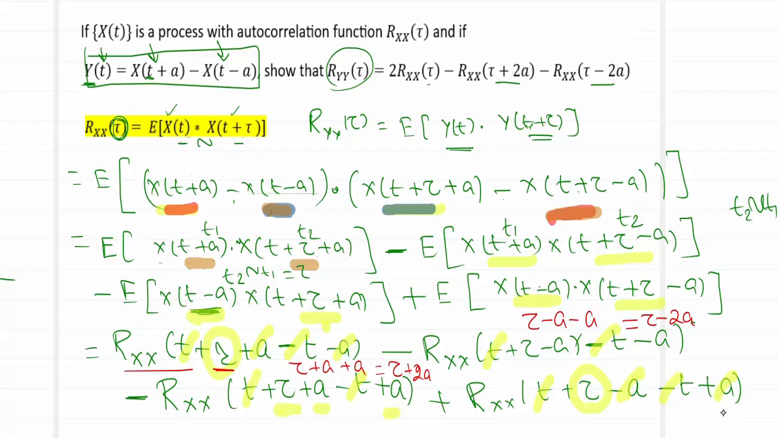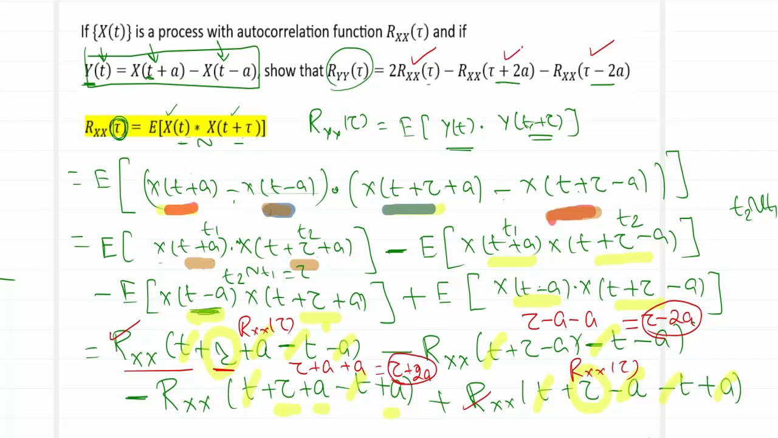So when I go for the expansion, what we have finally is the final answer, arrived as the first term and the last term combined together, Rxx of tau. So you will have 2 times Rxx of tau. The next term is minus Rxx of tau minus 2a, which is present over here. The next term is minus Rxx of tau plus 2a, which is present over here.